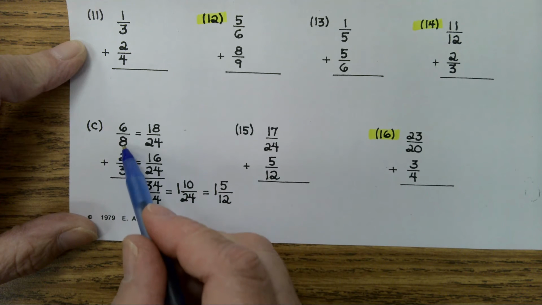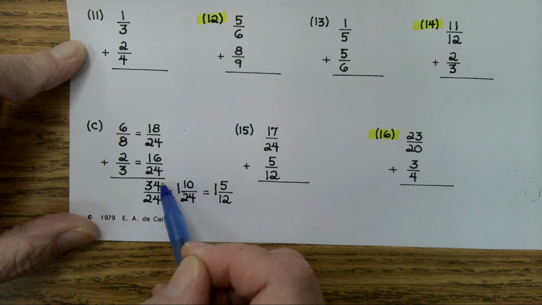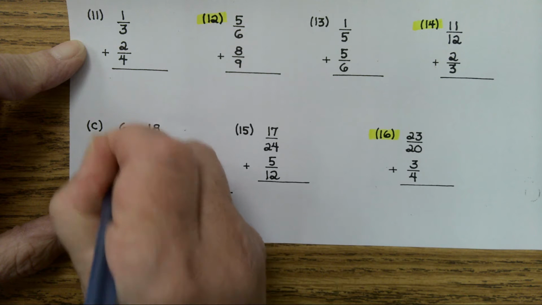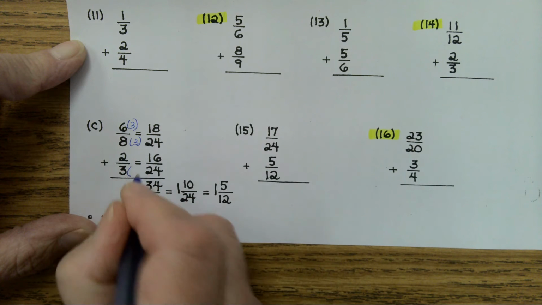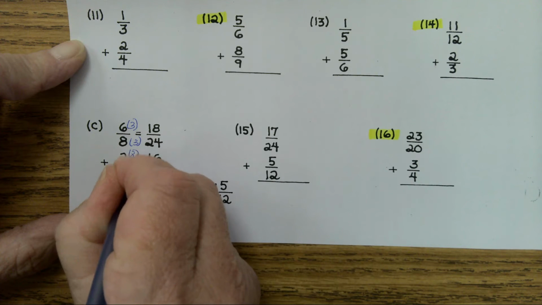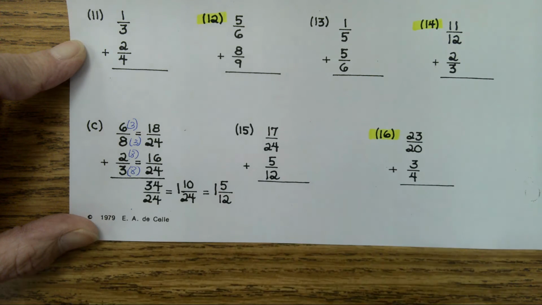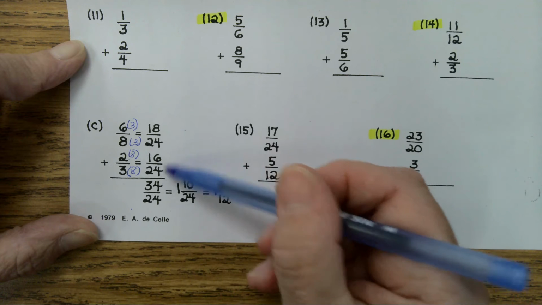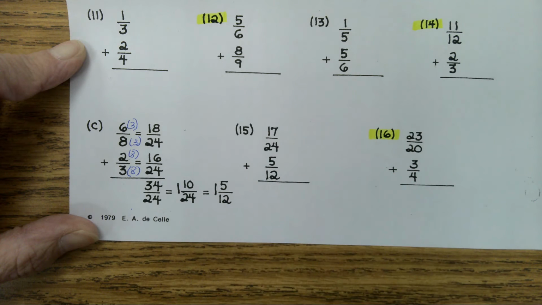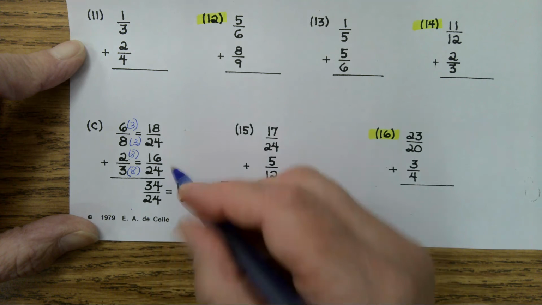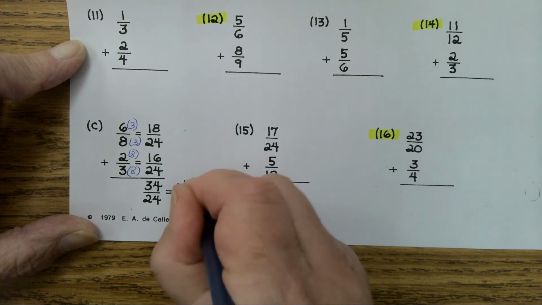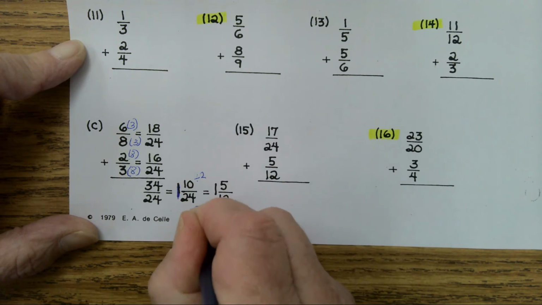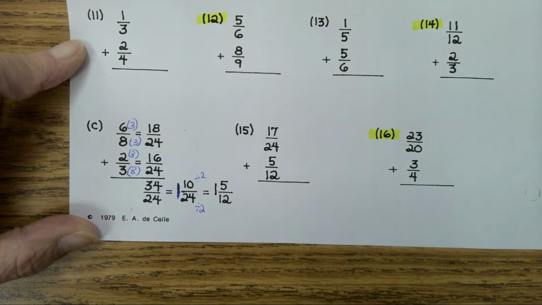Your common denominator is a 24. 8 times 3 is 24. 6 times 3 is 18. 3 times 8 is 24. 2 times 8 is 16. 18 plus 16 is 34/24. How many 24s are in a 34? 1. How many are left over? 10. And it will simplify because 2 divides 10 and 2 divides 24.